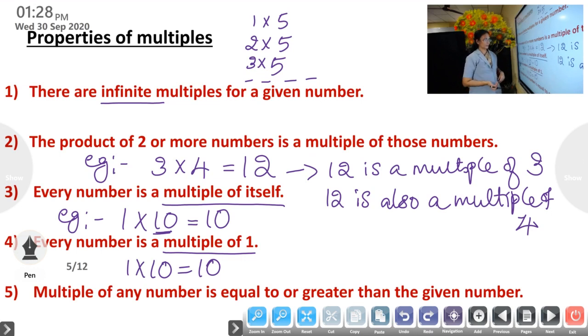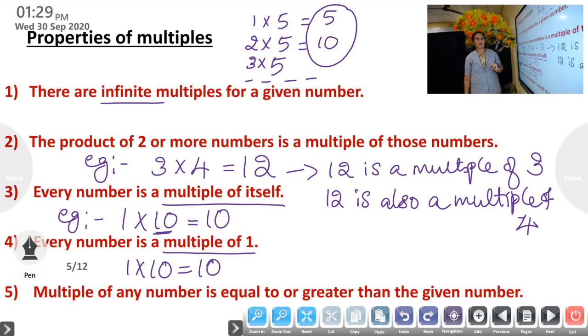Last property, a multiple of any number is equal to or greater than the given number. Okay, that is very clear. Here 1 into 5 is 5. 2 into 5 is 10. See, the multiples of 5 are equal to or greater than the given number. Okay, so these are the properties.